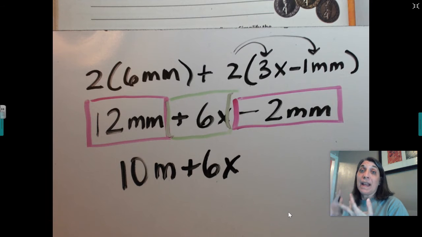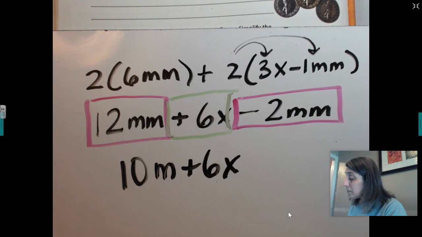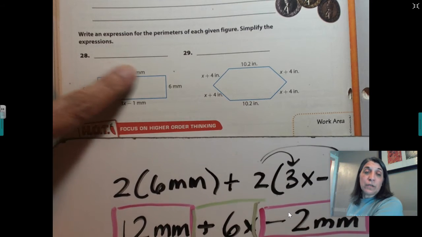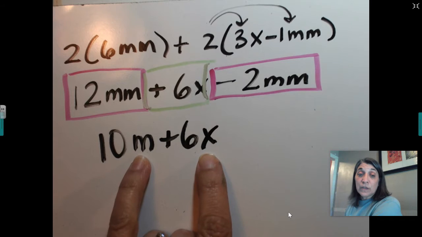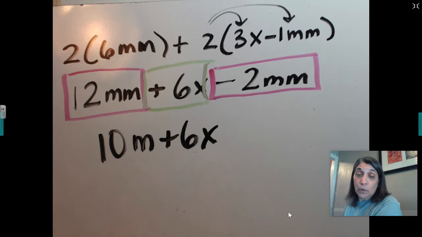Once we know what m and x are, then we can find the perimeter. Instead of having to plug it in to 4 different expressions and add it all up, we've simplified it to, now if they just gave us these 2 numbers, we could come up with the answer quickly.